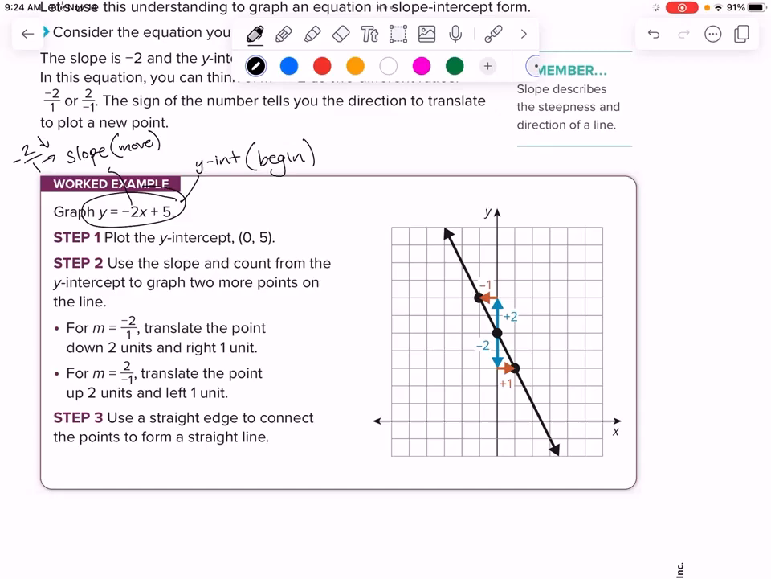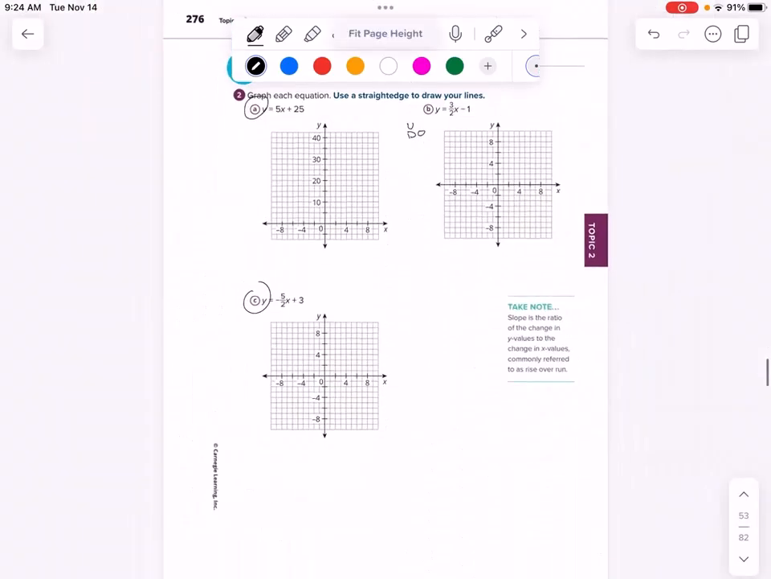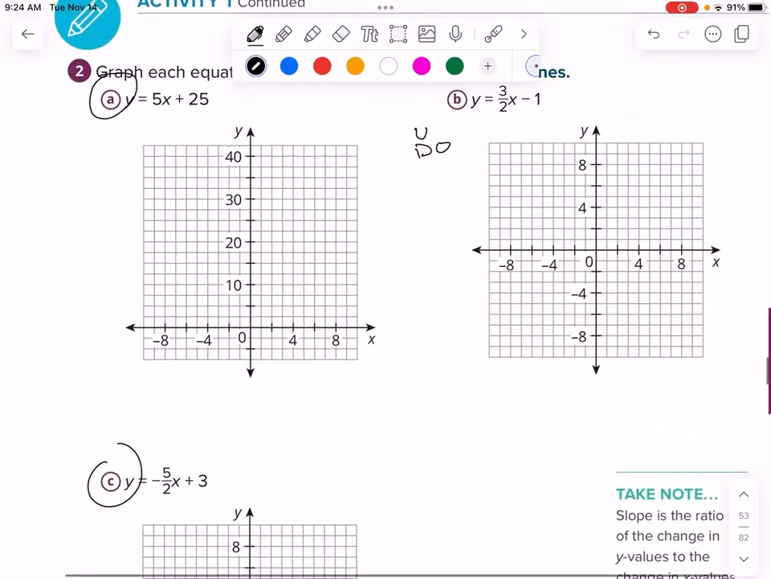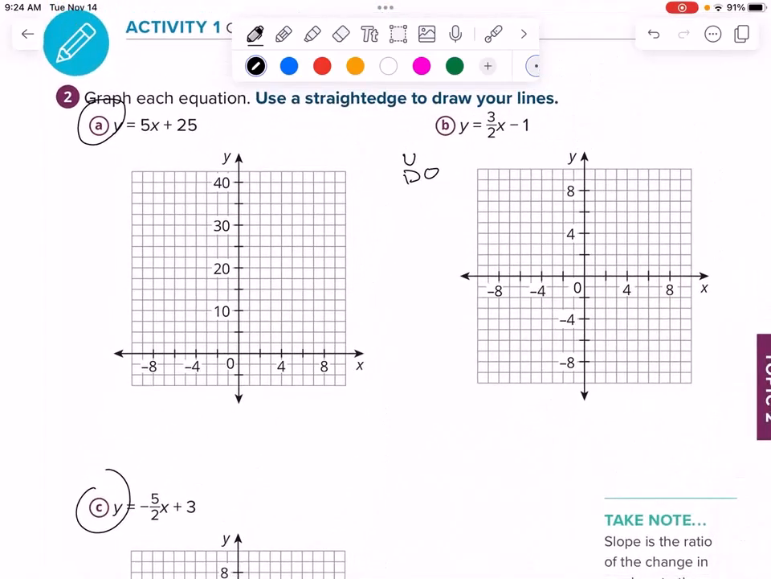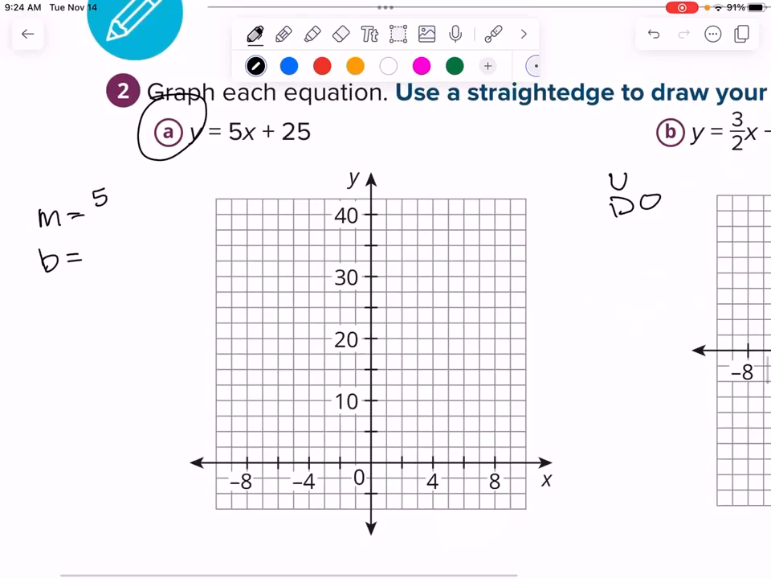Now moving on to the next one, where we're going to do 2 examples on page 277. We're going to do A and C together. I'm going to recommend that you do B. For this, I always recommend writing m equal to 5 and b equal to 25. The m for this is 5. We'll put this over 1 because that's our rise and our run. For b, it's 25. So I begin at 25.